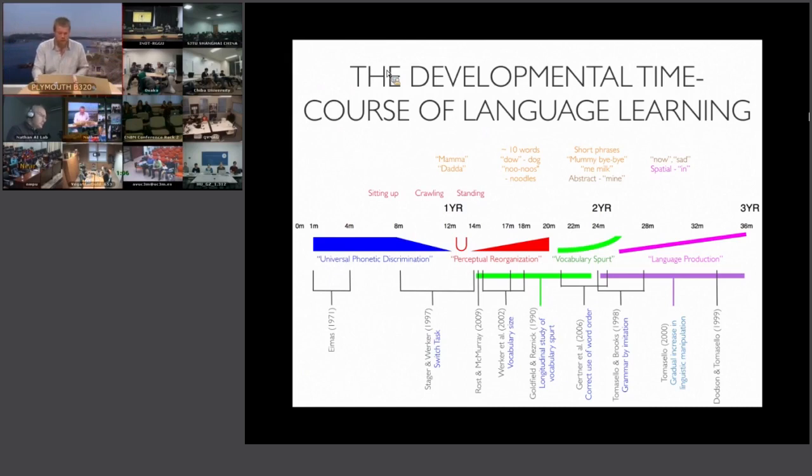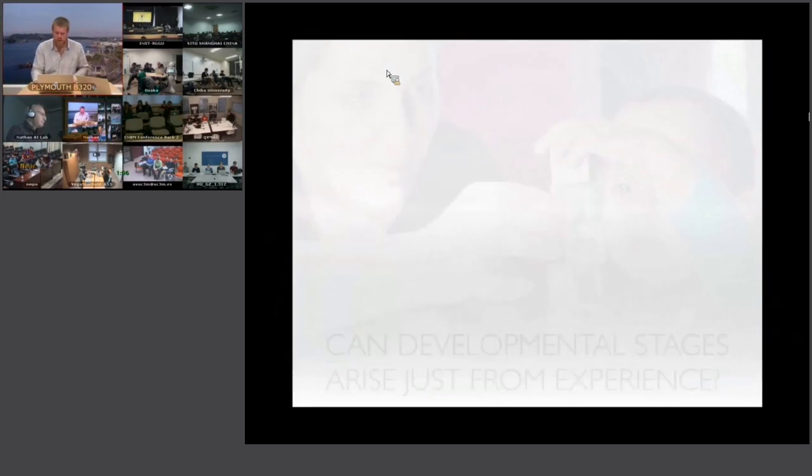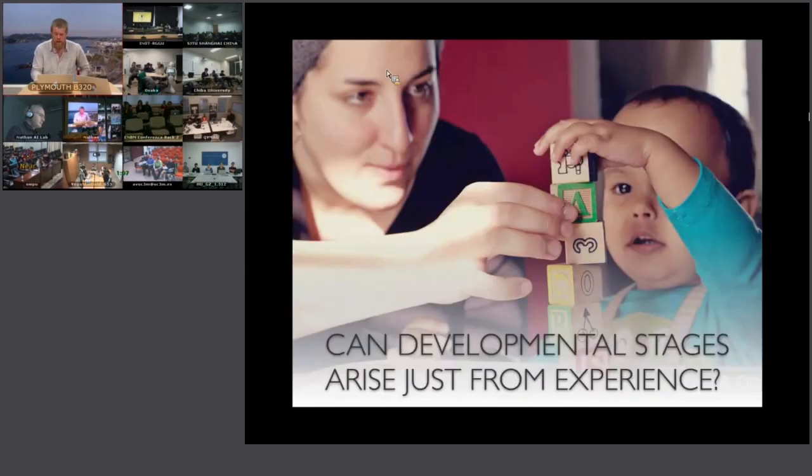So I'm going to look at robotic models of experiments throughout these stages. And I'm going to ask another question as well. Can developmental stages arise just from experience? Most models of developmental stages, not all, but most, work in one of two different ways. Either some new mechanism is switched on to move from one stereotypical behavior to another developmental stage, or they have a parameter change. If you set the parameter to one value, you get behavior in one developmental stage. If you change the parameter value, you get behavior in a different stage.